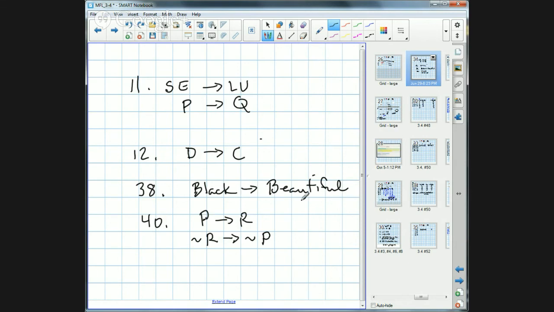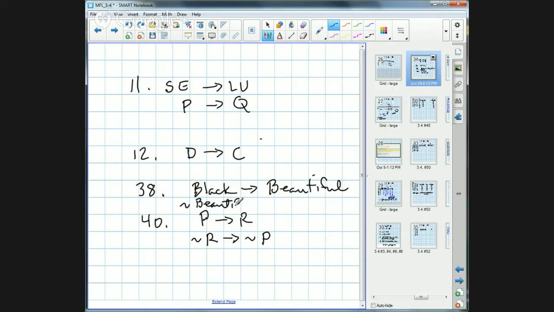So 38. What's the contrapositive of that one? That would be the same deal. Negation of B is to the negation of B. Yeah, but the trouble is B, B. Negation of beautiful is to the negation of black. You got it. If you're not beautiful, then you're not black. And it's just different directions.